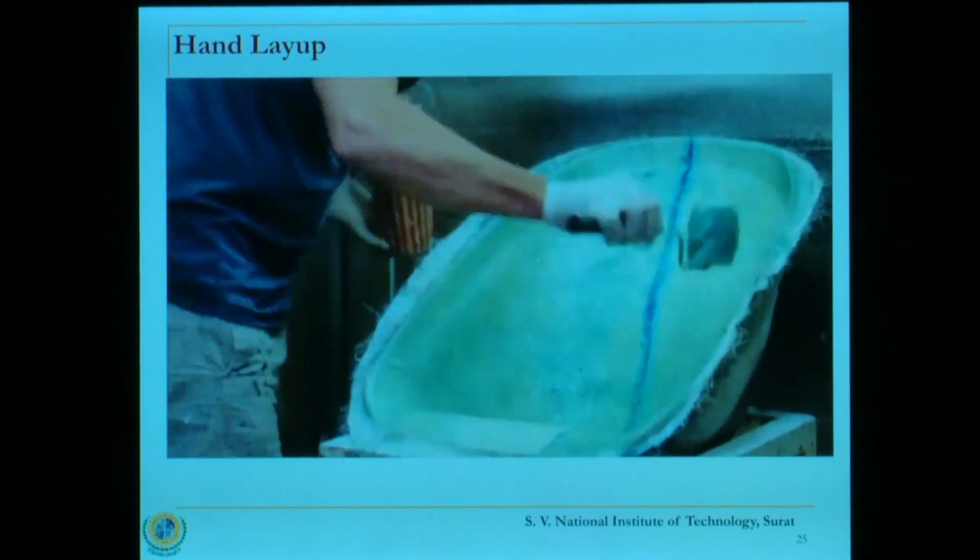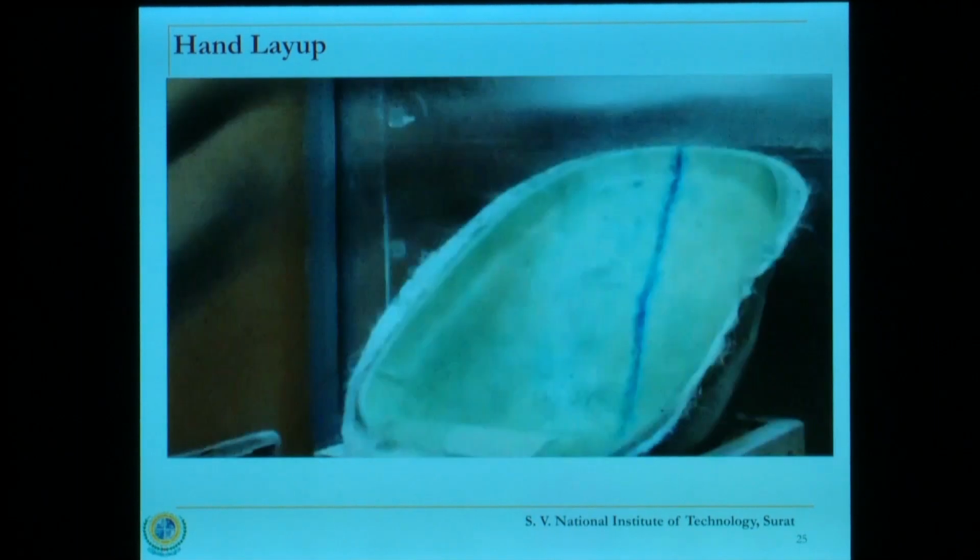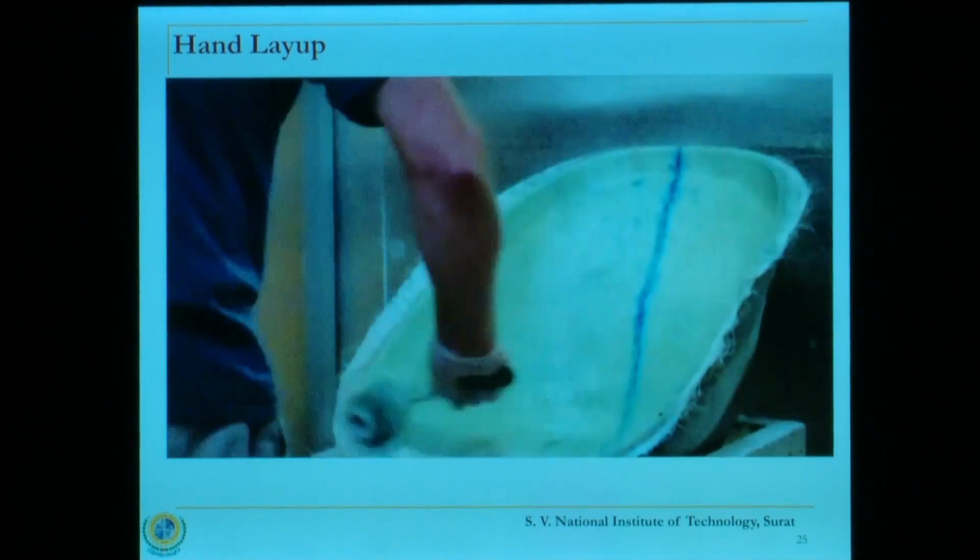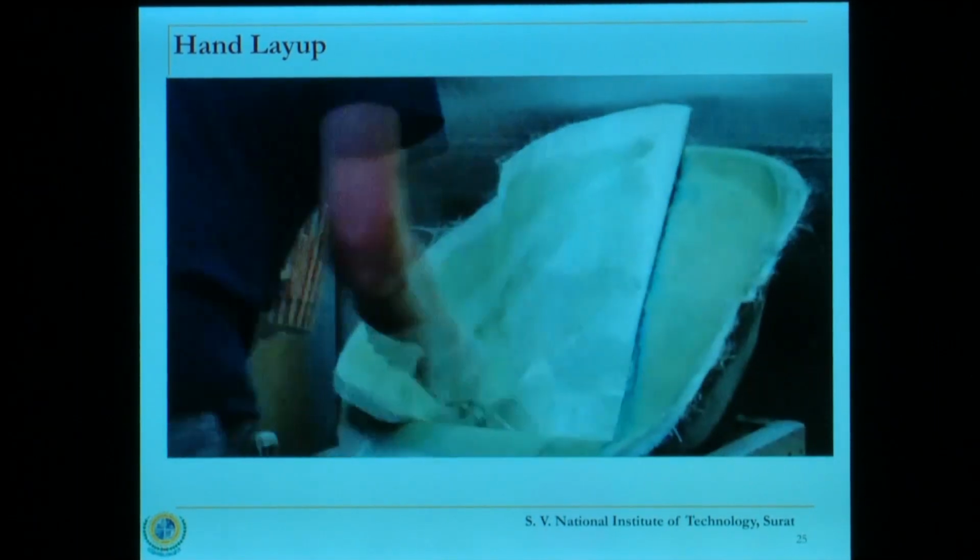So the fabrics are being put up, resin is poured, and rolling is done, so that we remove the air that is entrapped in between.